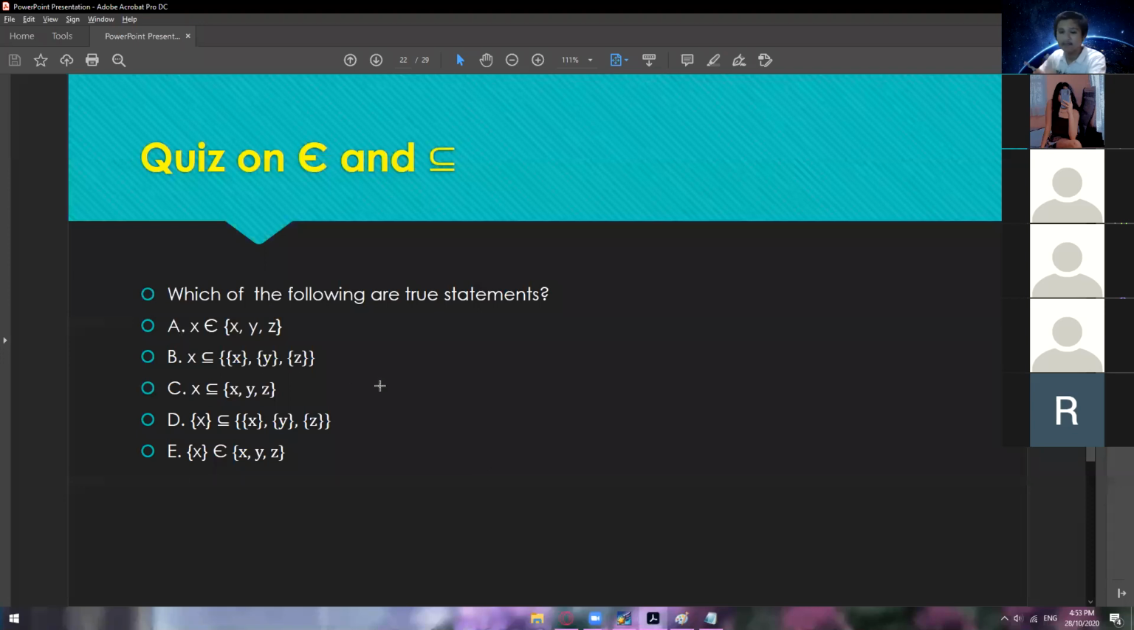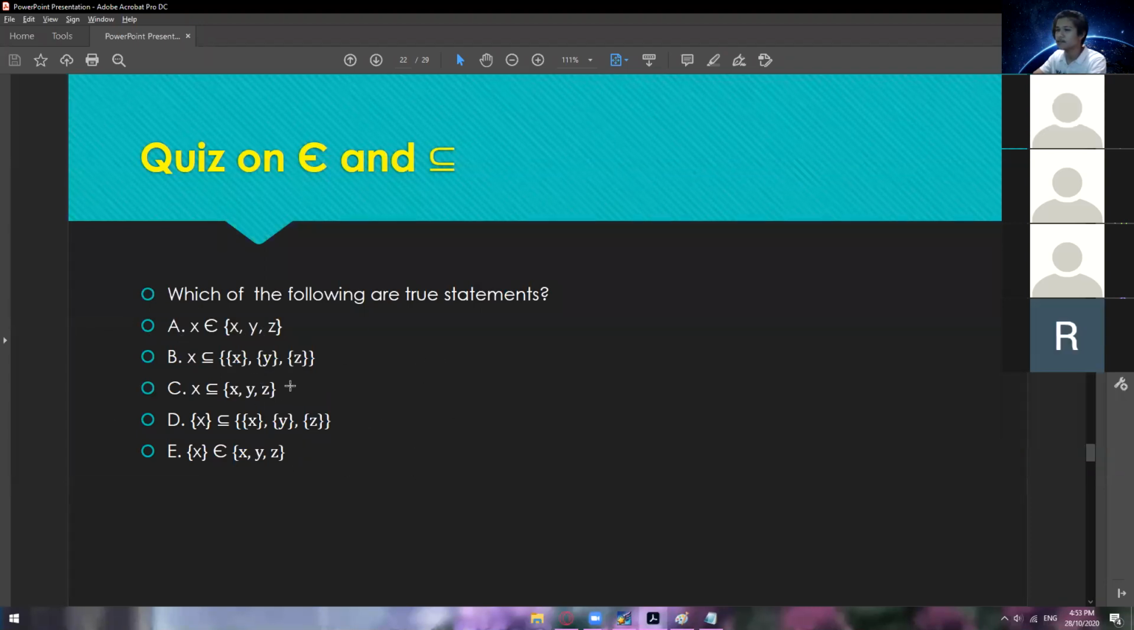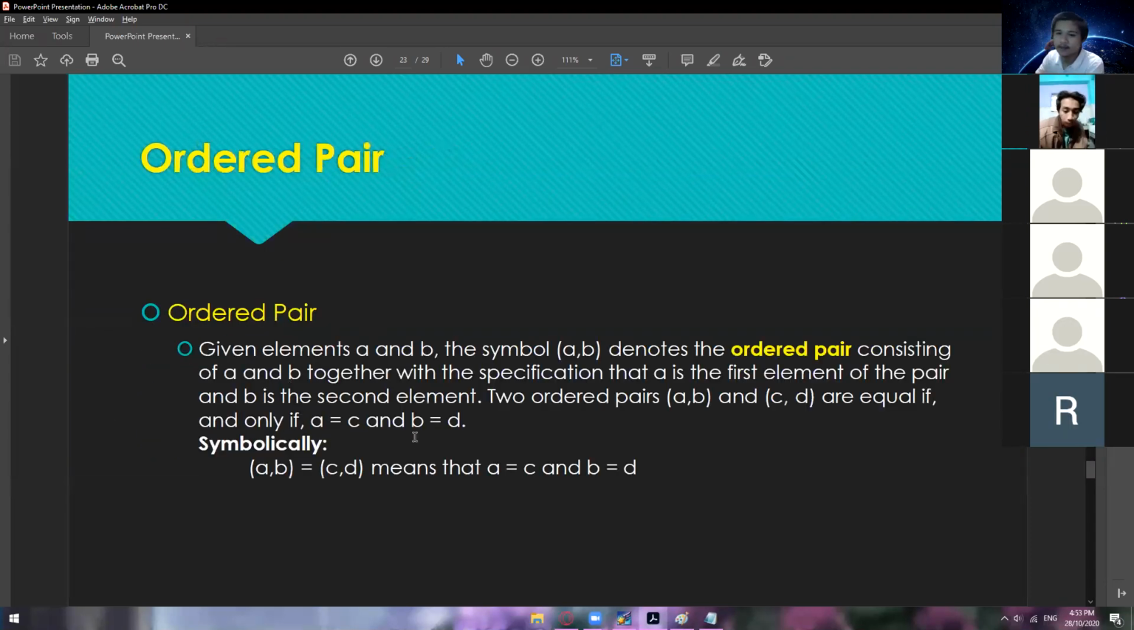Five lang naman, and then same, you're going to identify whether this one is true or false. So iwanan ko na to sa inyo. So moving on, we have here ordered pairs. So I think most of you already know what is an ordered pair.